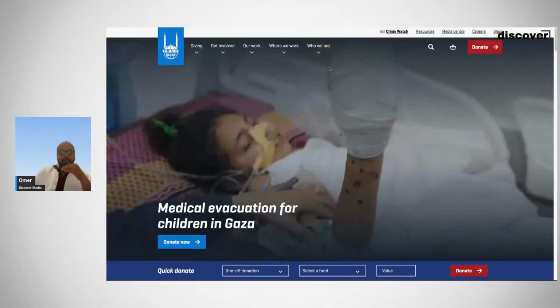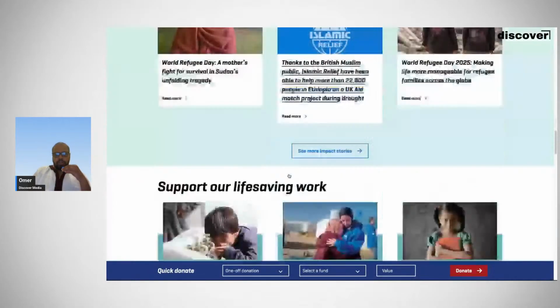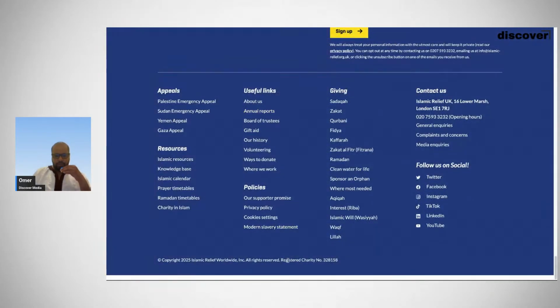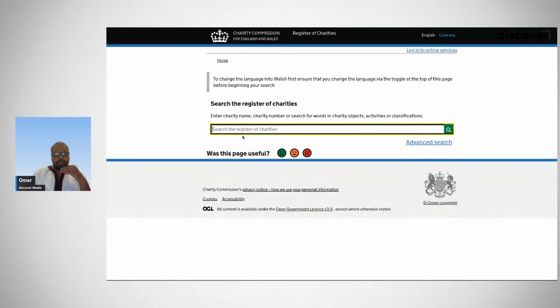So when you look at an organization, we're going to look at it as fundraisers, and we're going to look at it as donors as well. So let's look at Islamic Relief. Islamic Relief is registered with the Charity Commission. Every charity, you can see at the bottom, has where it's registered. This is their charity number. You can just put that on Google and it will come up, or you can copy it and go to the Charity Commission, find that charity and paste it like this.